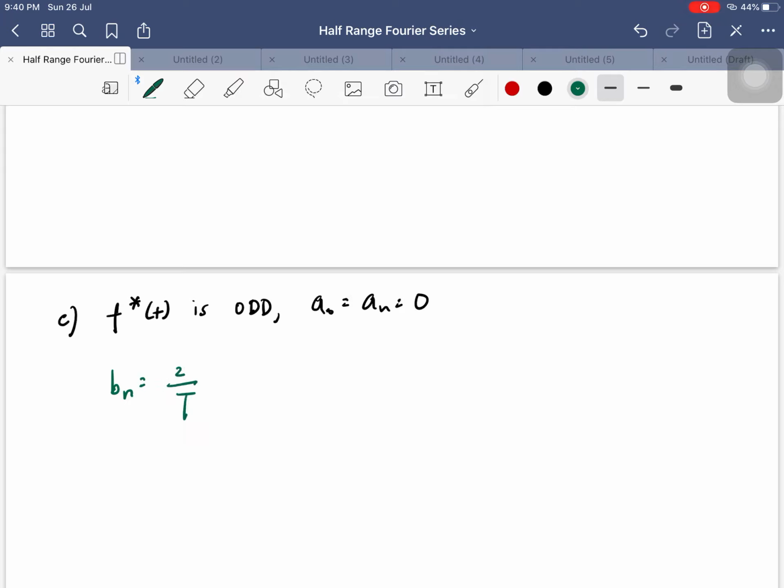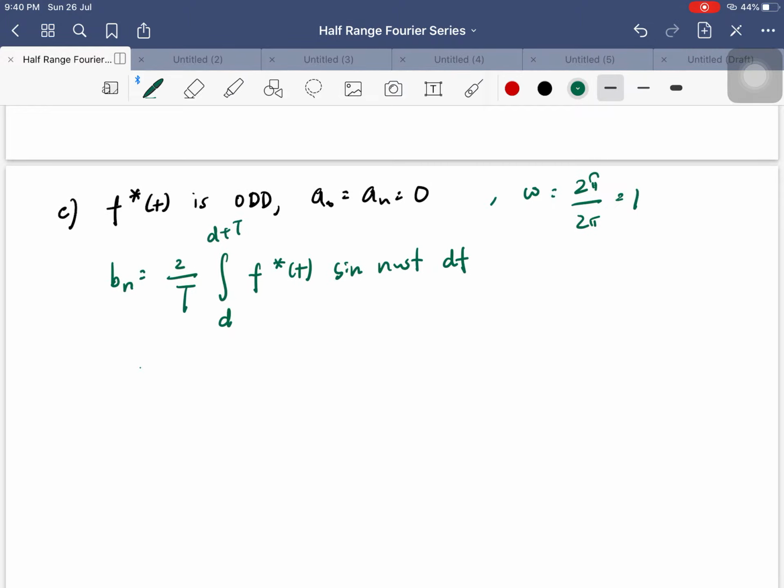The formula for bn is going to be 2 over T, the integral from d until d plus T of the function f star t, times sine of n omega t dt. And for this case, what is our omega value? That is going to be 2 pi over 2 pi because the period value is 2 pi. So I'm going to have 1 as the omega. And I'm going to substitute. T is going to equal 2 pi. So I'm going to have 2 over 2 pi.